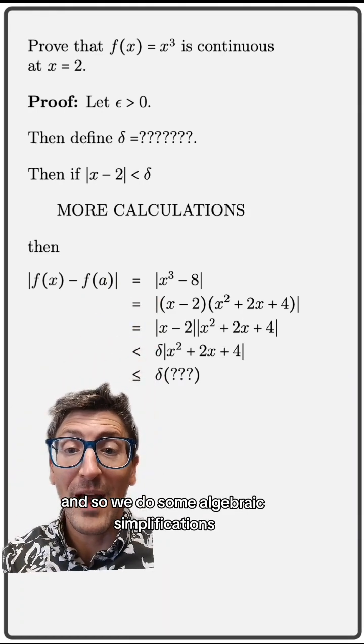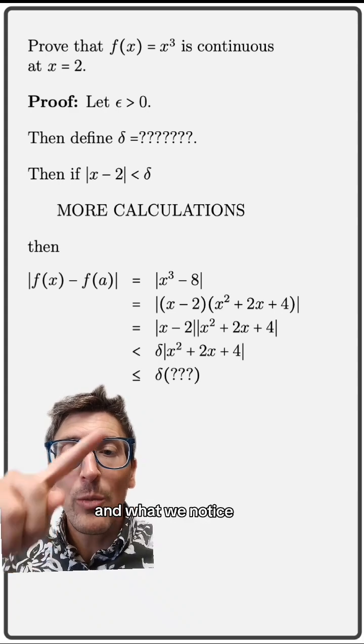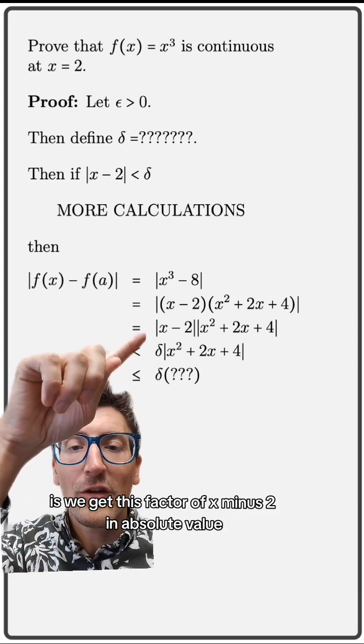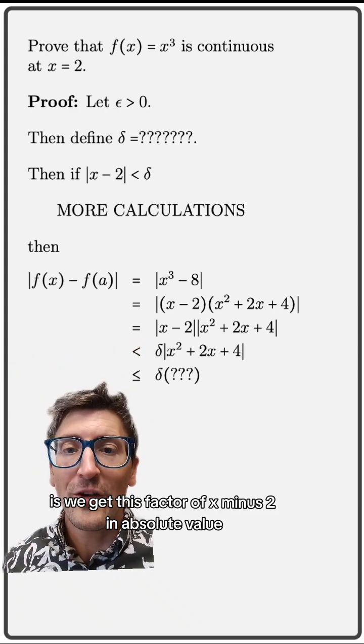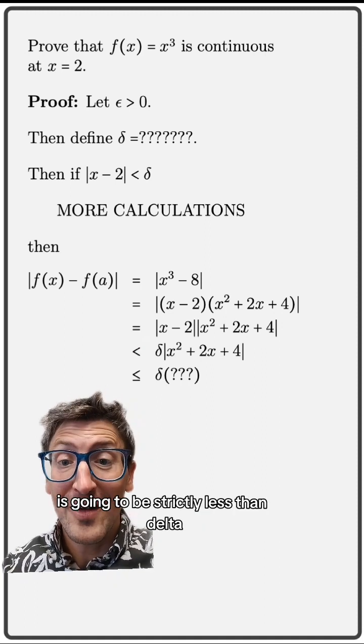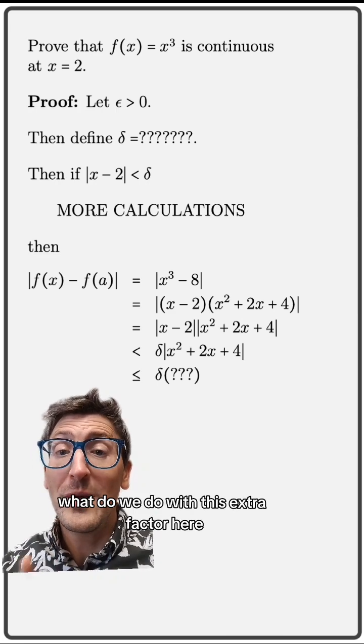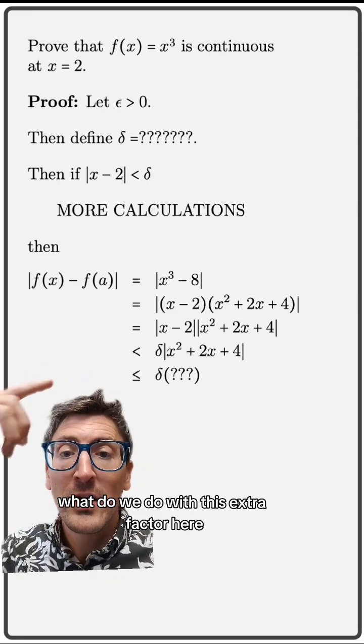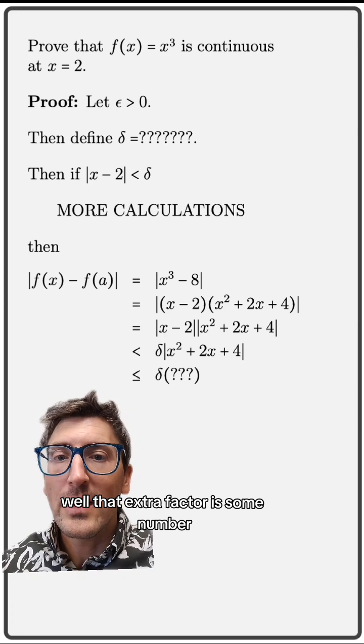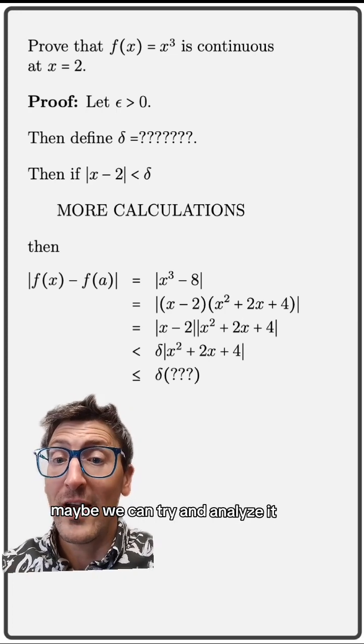And so we do some algebraic simplifications, and what we notice after we factor is we get this factor of x minus 2 in absolute value, which of course is going to be strictly less than delta. And so now the question is, what do we do with this extra factor here? Well, that extra factor is some number. Maybe we can try and analyze it.